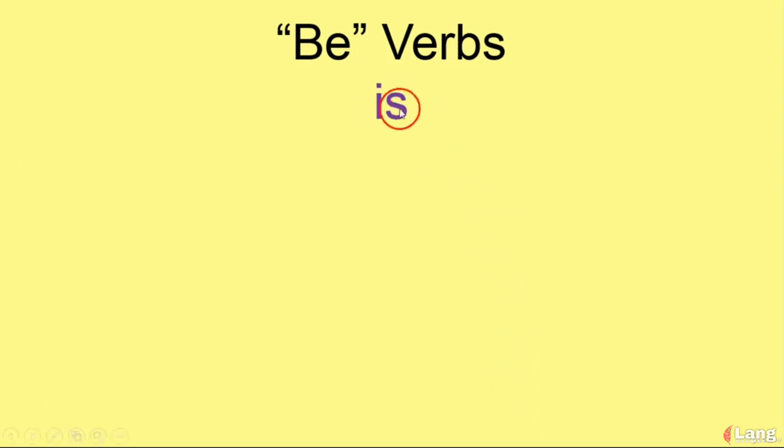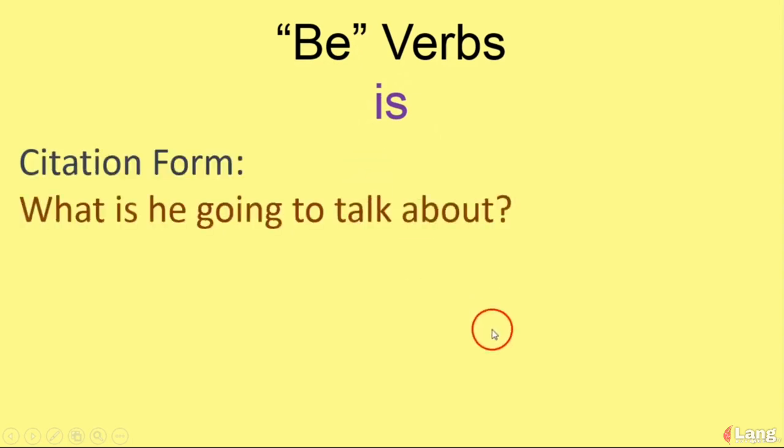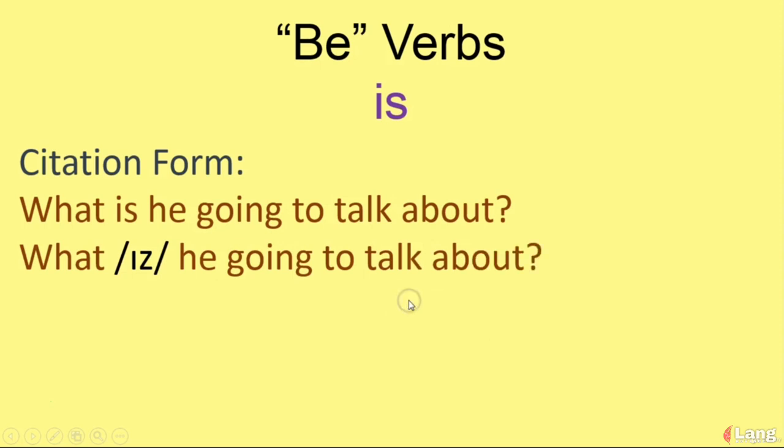The next be verb is is. And in citation form, we have this sentence. What is he going to talk about? Repeat after me. What is he going to talk about?